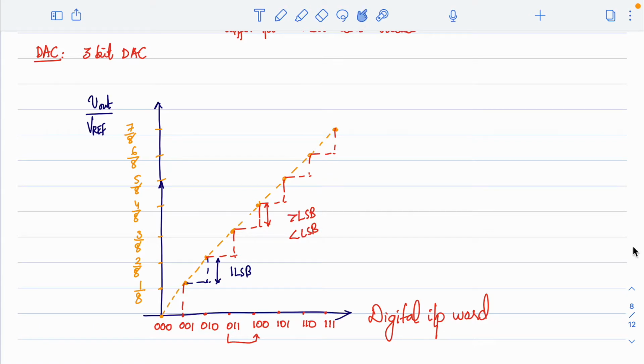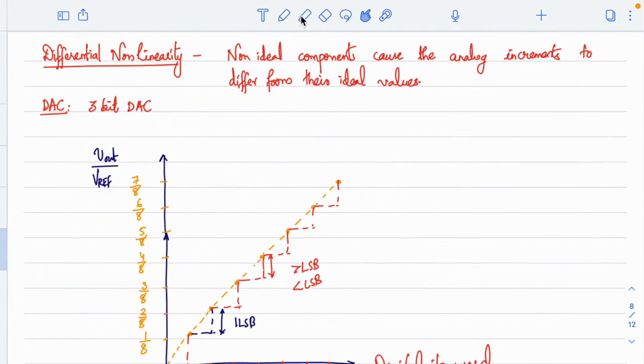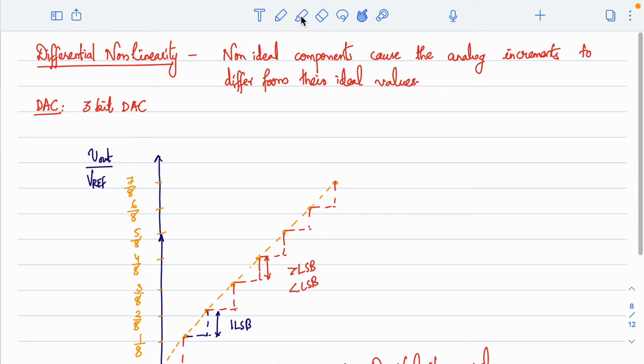And if at all the change is not 1 LSB, that means the analog increments are not happening in a uniform way, and that is deviating from the ideal value, and that results in this error, right? So in order to quantify that, or to say that this DAC has this much error, we have a performance metric that we call differential nonlinearity.